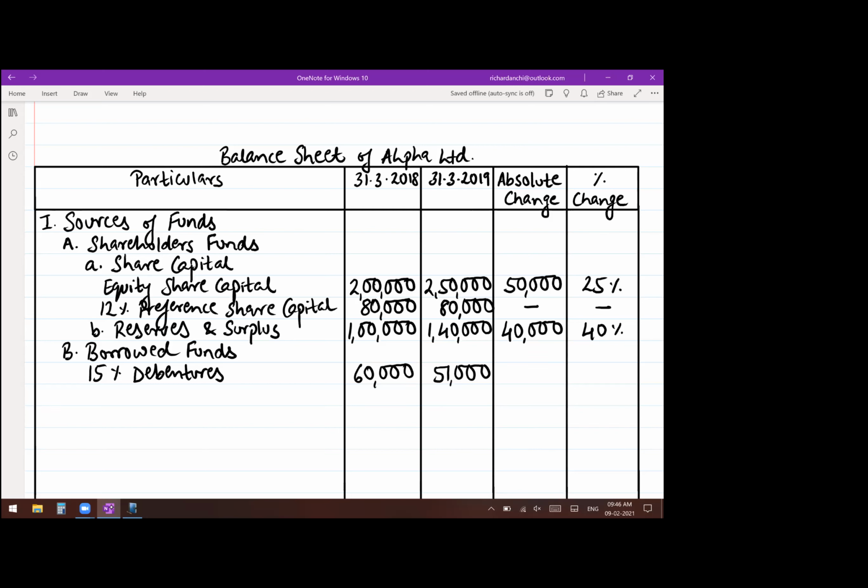Tell me, what is the absolute change firstly? Minus 9,000. So write 9,000 and put it in a bracket. And for percentage, it is minus 9,000 divided by the initial 60,000 into 100. Calculate. Minus 15%. So write 15% and put it in a bracket. That denotes there is a decrease in debentures. By how much? By 15%.